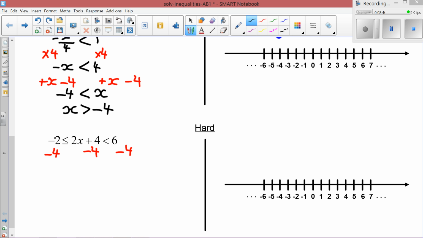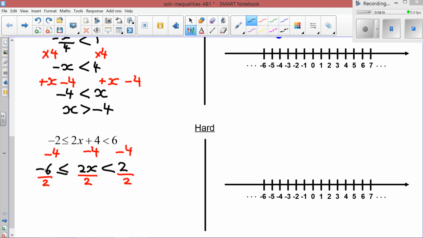I'm now left with minus 2 and minus 4, that's minus 6 on the left hand side, is less than or equal to, in the middle I have 2x left, is less than 6 minus 4, which is 2 on the right hand side. Next I need to get rid of the 2 multiplied by the x, so I divide that by 2 and I have to do the same to the other two sides.